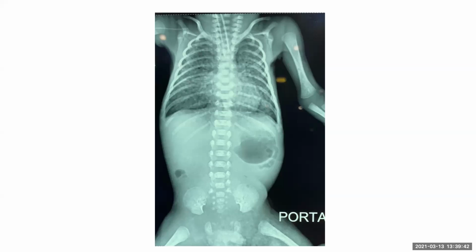Both lungs appear reduced in volume. I can also see some haziness and granularity along both lungs, and some air lucency within the lung interstitium.